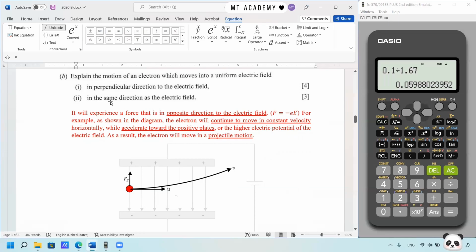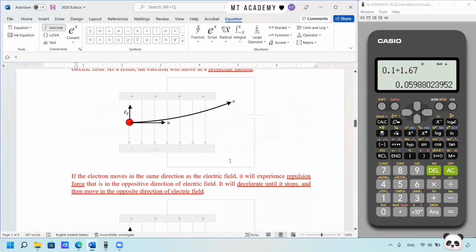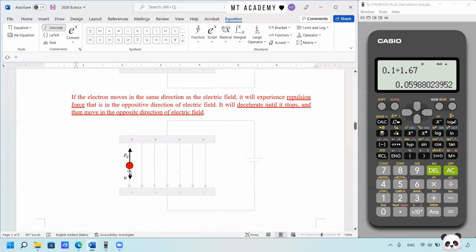For the second case, it will move in the same direction as the electric field. You need to be careful with the same direction. What you can expect is the electron is moving towards the negative plate. It's the same direction as the electric field, so it is moving in the same direction.